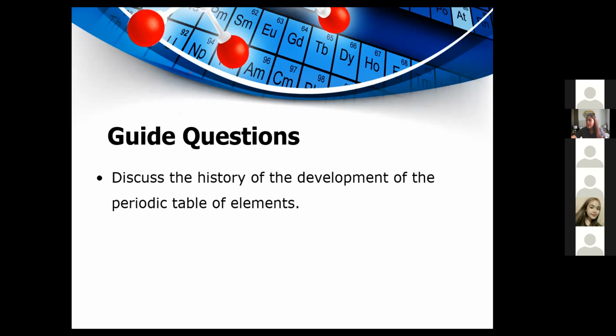Guide questions. Discuss the history of the development of the periodic table of elements. The history of periodic table reflects over centuries of growth and development in the understanding of the chemical properties and physical properties of the elements. The following are the highlights of the breakthrough development of the periodic table.